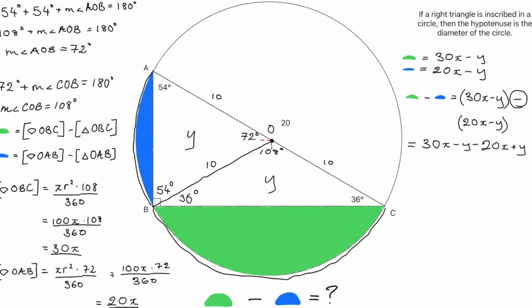And now you see why simply denoting the areas of the triangles with y was so helpful. In this equation, the y's simply cancel out, and we are left with 30 pi minus 20 pi, and our final answer is 10 pi.